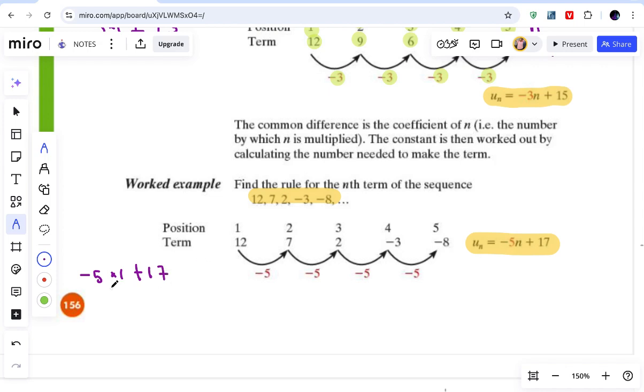Since we already know that, you use the same trick here. You write n for the n term. Then you say minus 5, which is the common difference, multiplied by n. You get minus 5n, then plus 17. You get minus 5n plus 17. That becomes the n term of the sequence.